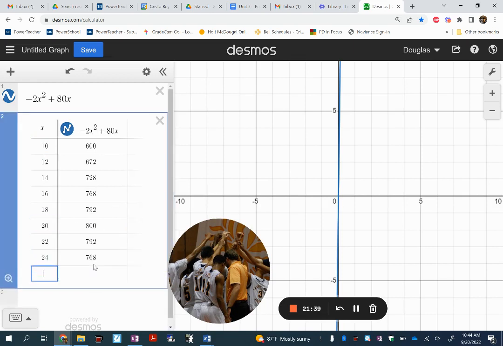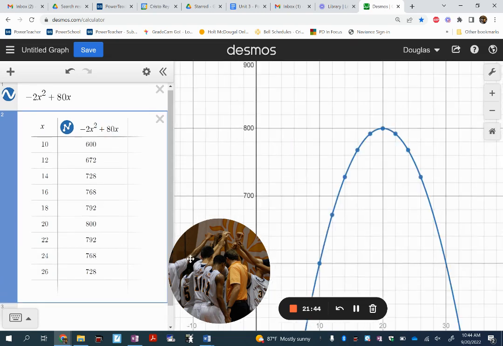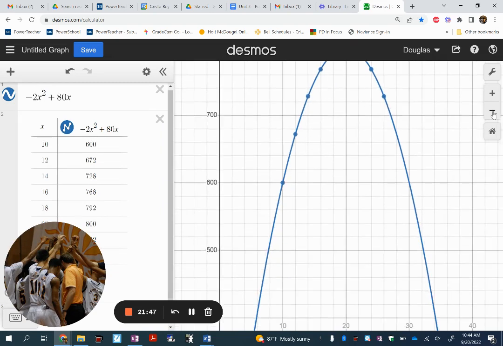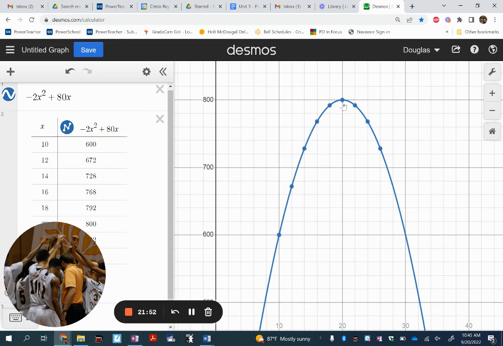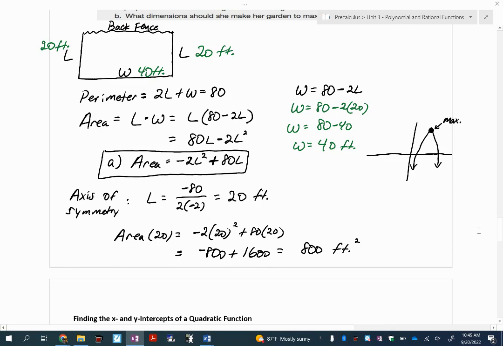22, 24, 26. And I'm going to show you when I zoom in. You can see, zoom out a little bit. No, let's stay zoomed in. You can see that my maximum is going to be my vertex up here. And that point is 20, which we found was the dimension, the amount of wire we should use for those lengths. And then 800 is that total maximum area that we found when we plugged in 20. So 800 square feet.